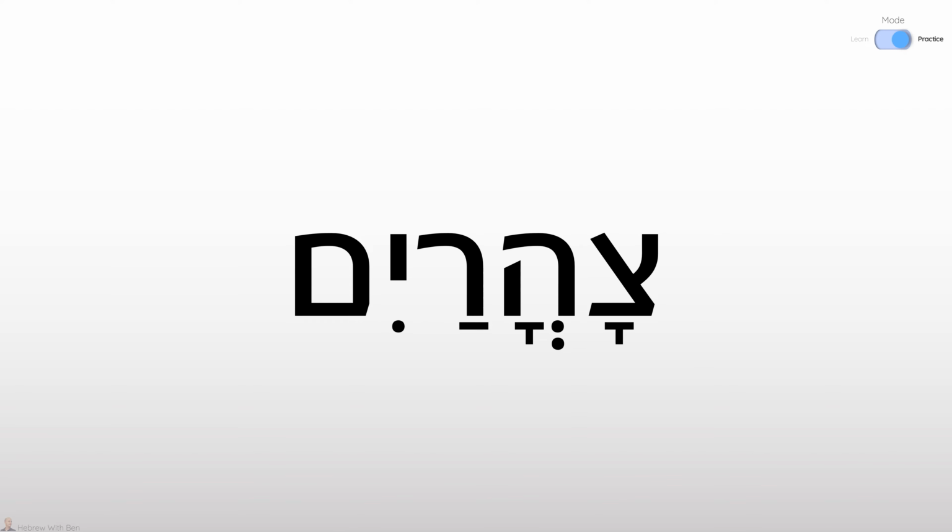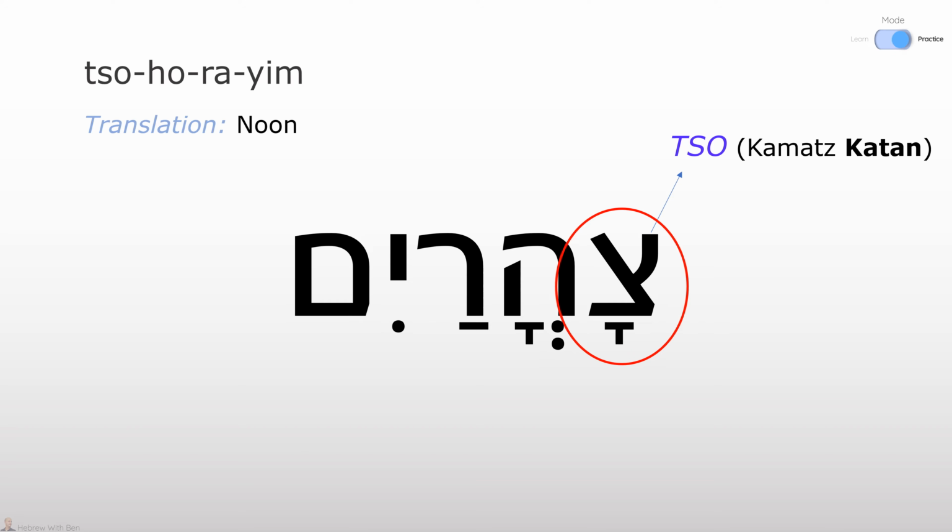Next word is Tzohoraim. The first letter, Tzadi, is decorated with kamatz katan, giving us Tzo. Can you identify another Nikud sign we have already learned? Look at the letter Resh. It is decorated with Patach, creating the syllable Ra.